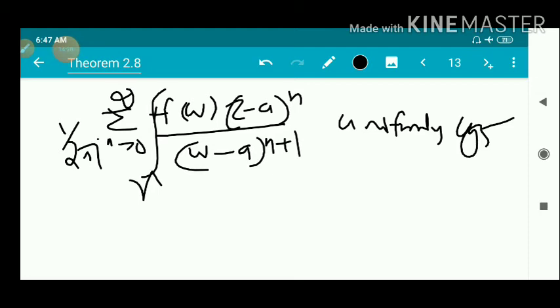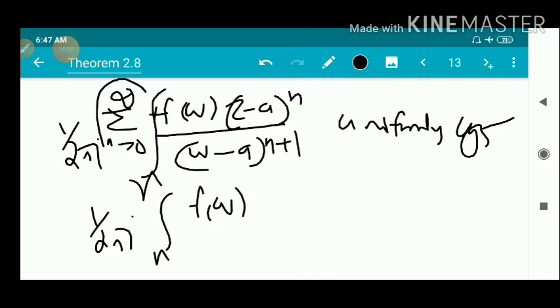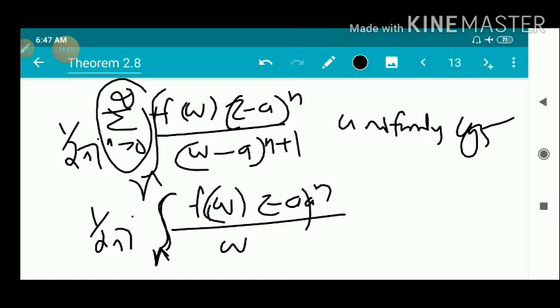So sigma 1 by 2 pi i integral over gamma f of w. Here we replace summation by the integration: integral over gamma f of w (z minus a) whole raised to n divided by (w minus a) whole raised to n plus 1. This term converges.